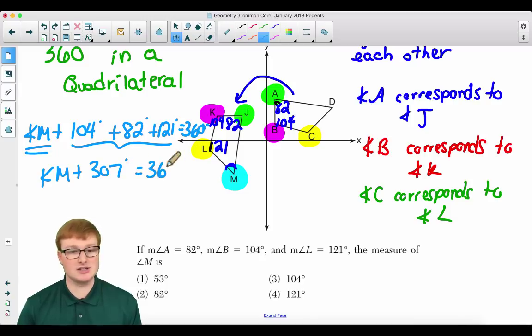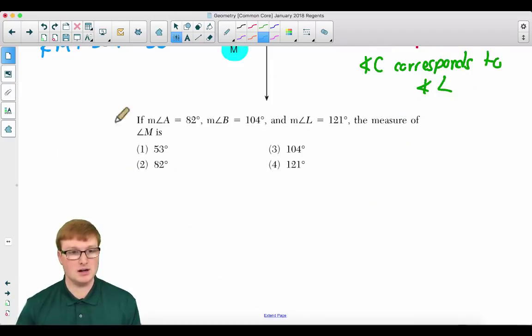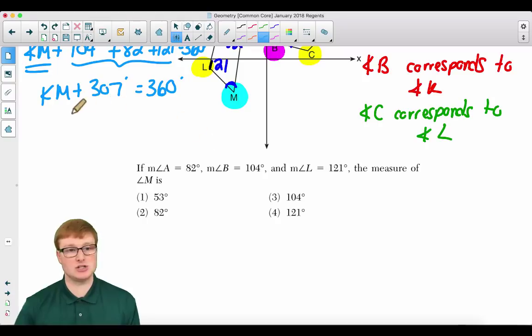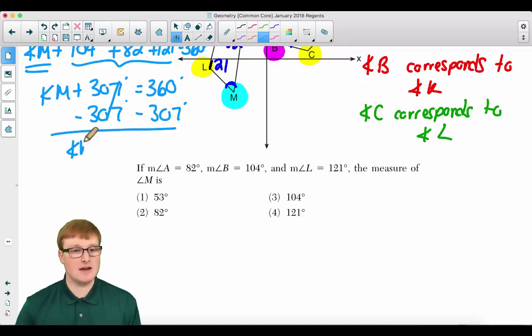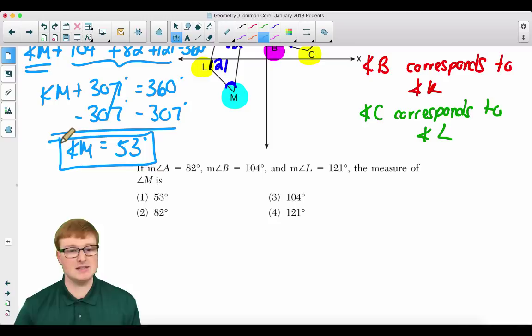That equals 360 degrees. Okay, not too bad so far. So now from here, all we're going to do is subtract the 307 on both sides of the equation, and we get angle M is equal to 53 degrees. And that, ladies and gentlemen, is the answer to this question. Your answer for this is choice 1. That is the measure of angle M.